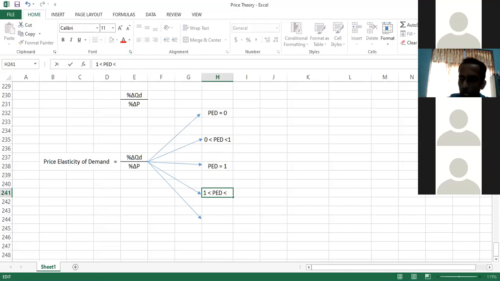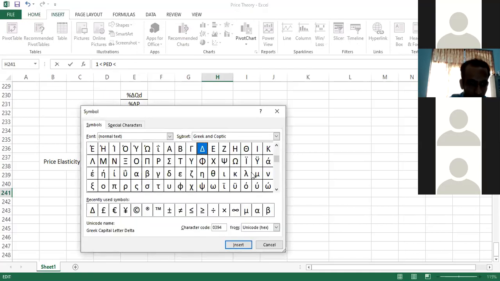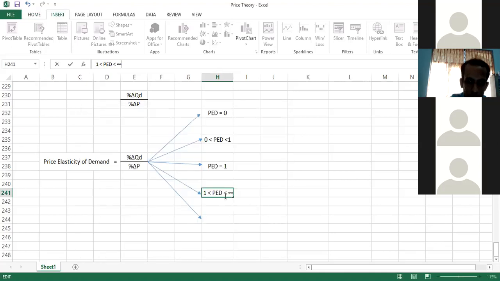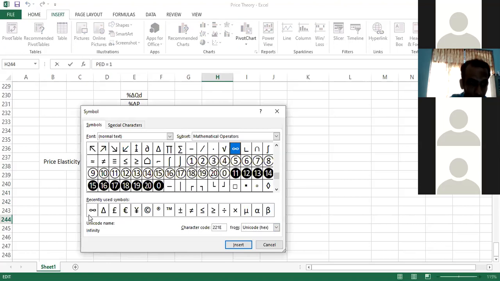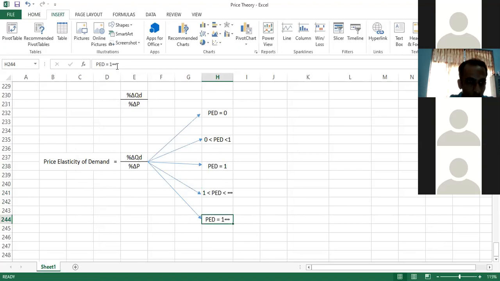So infinity, we can use that infinity sign here. So this is another possible answer. It may be less than infinity. And the other possible answer, the PED may be equal to infinity, right? So these are the possible answers you can get for this calculation. Is that clear? So here it may be equal to infinity, like this.